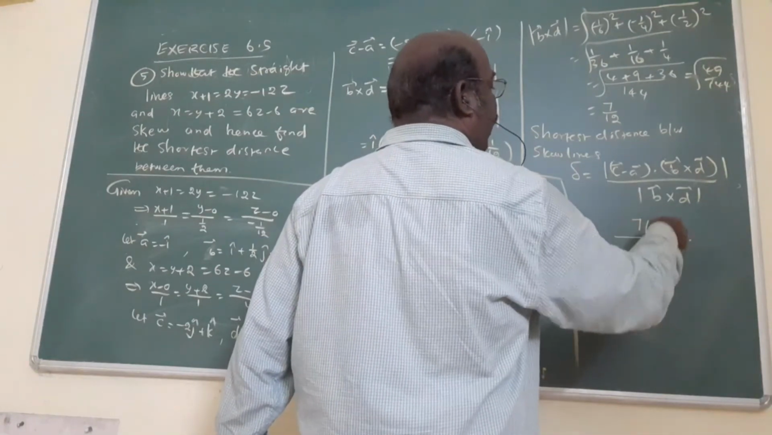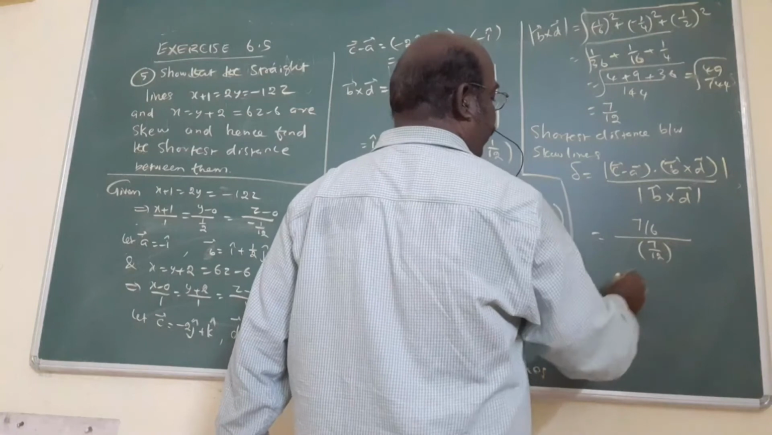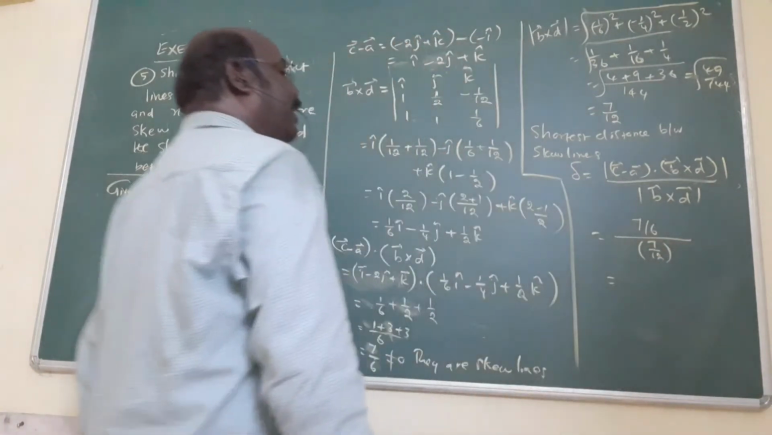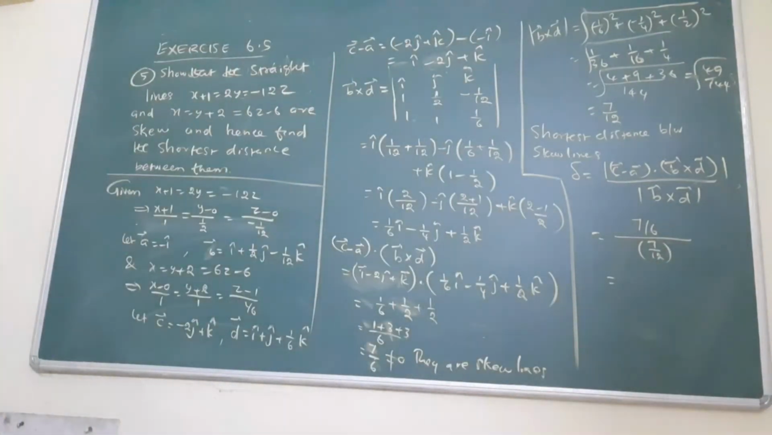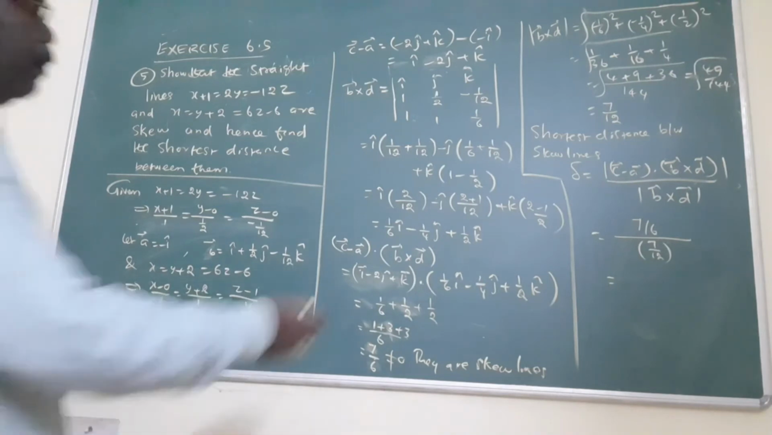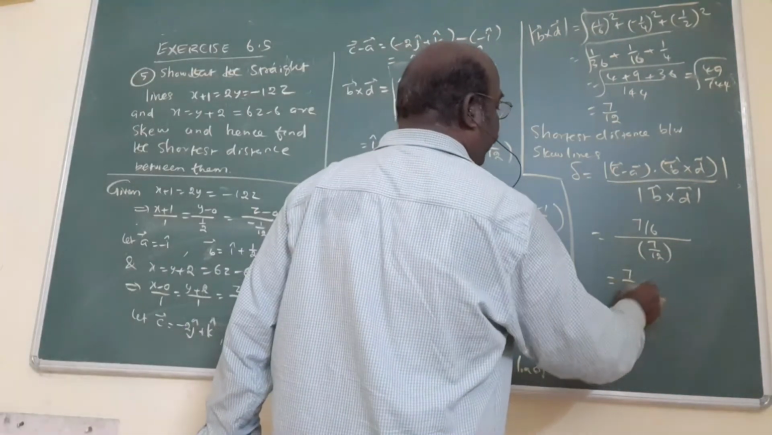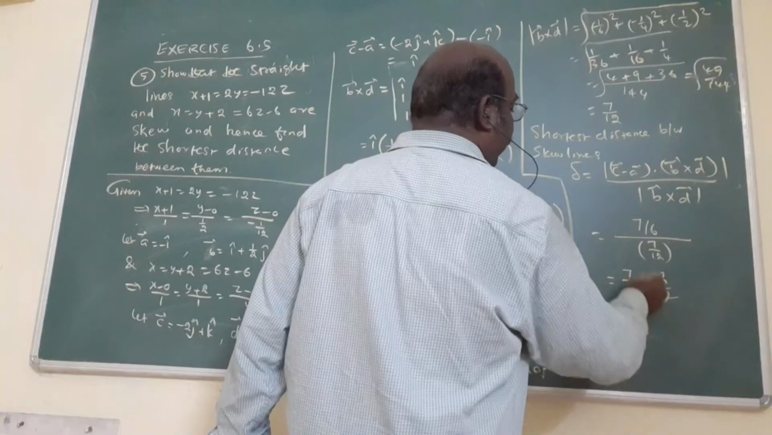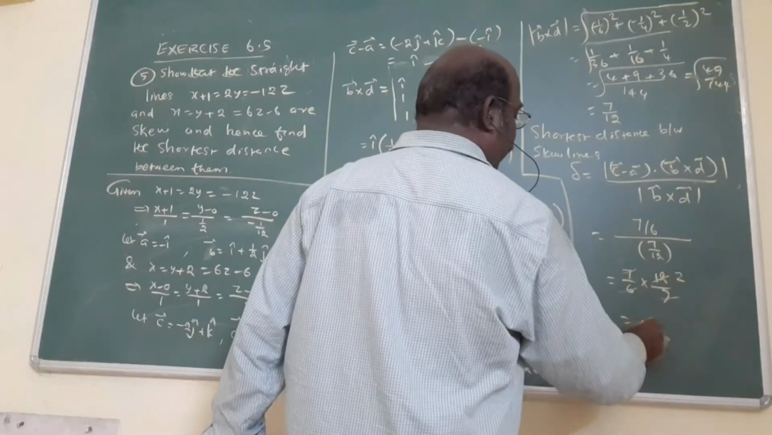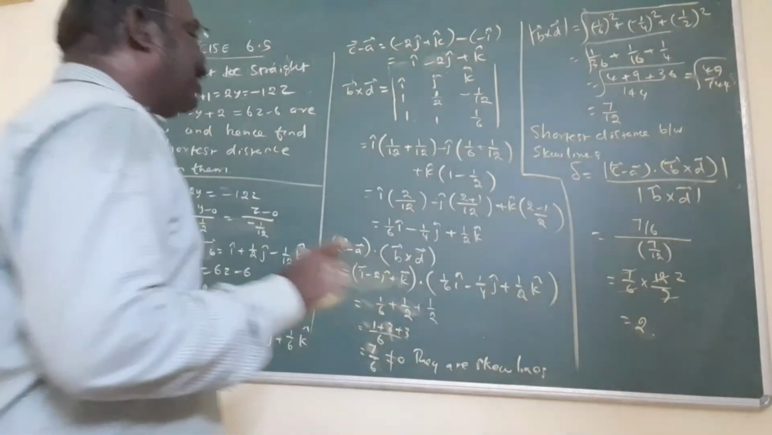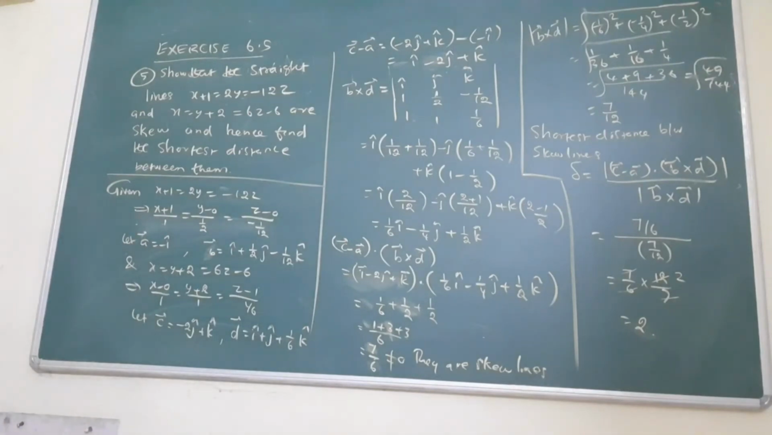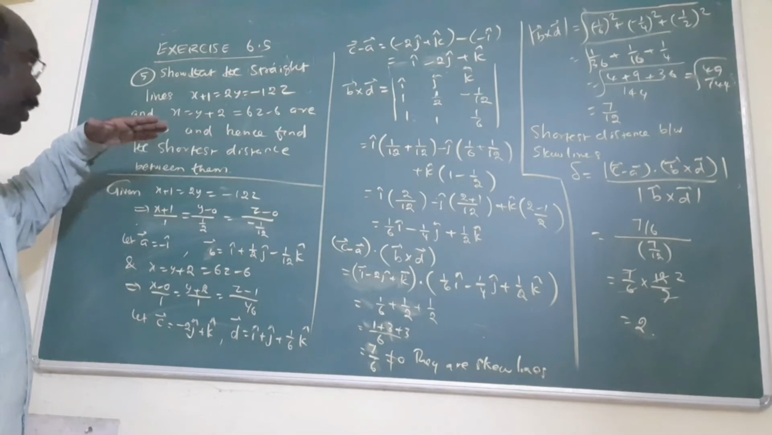Possible, you need not put the modulus that way. Then 7 cancels, 12 by 6, what is the answer? 2 is the answer. But what is the reciprocal? 7 by 6 into 12 by 7, cancel. 2 is the answer. If fractions come, do the complex part itself, then only you get the correct answer. But anyway, they are asking the shortest distance between them.